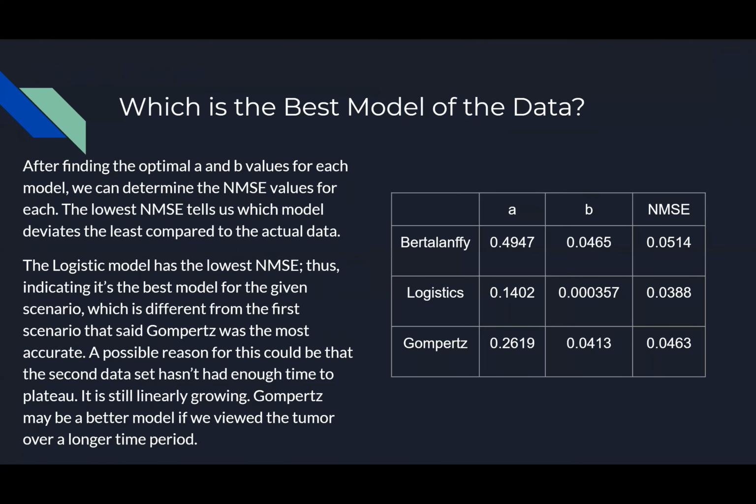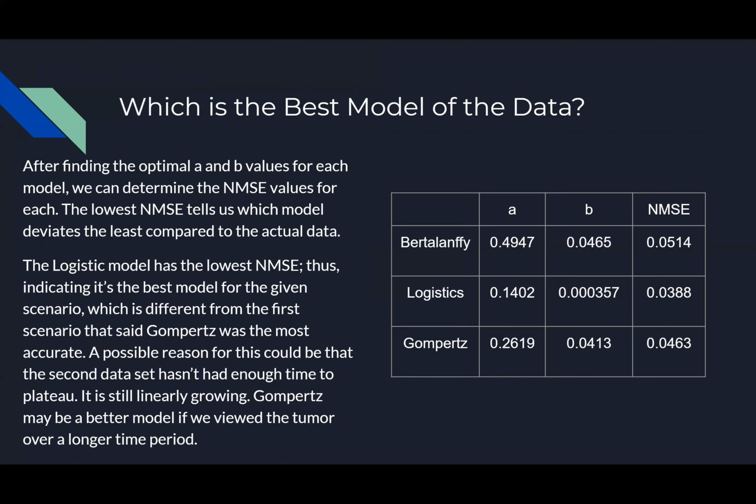Now, which of these models best fits the data? As we can see, we still use the NMSE. In this case, the NMSE is smallest for the logistics, being 0.0388. The logistics model has the lowest NMSE, thus it is indicating the best model for the given scenario.